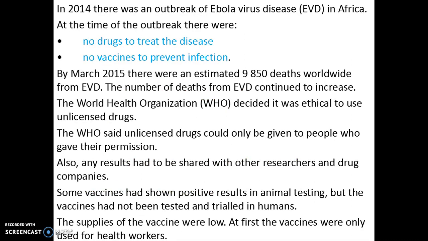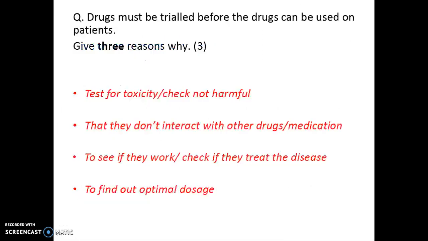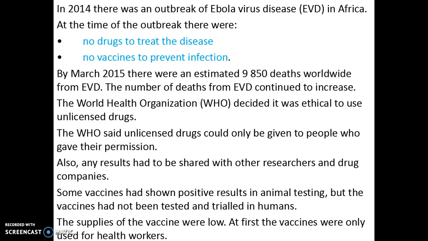So in 2014 there was an outbreak of Ebola virus in Africa. At the time of the outbreak, there were no drugs to treat the disease and no vaccines to prevent infection. By 2015, there were an estimated 9,850 deaths worldwide from EVD, or Ebola. The number of deaths from Ebola continued to increase.